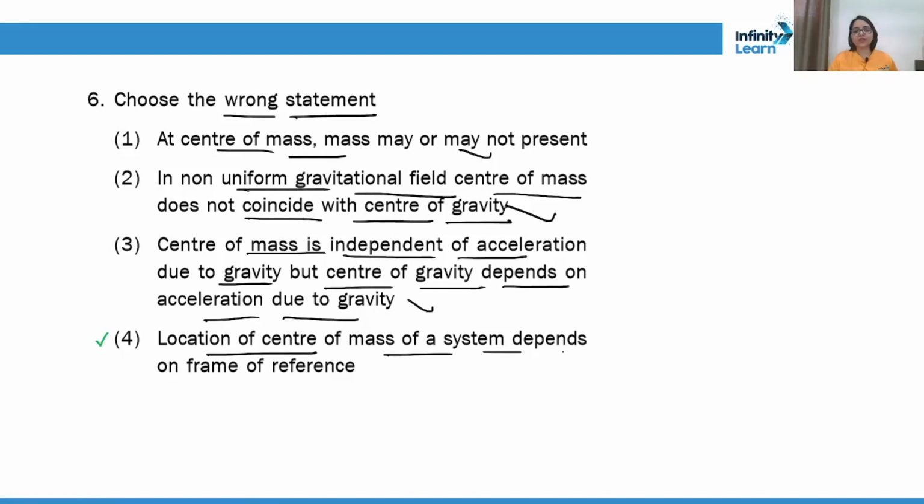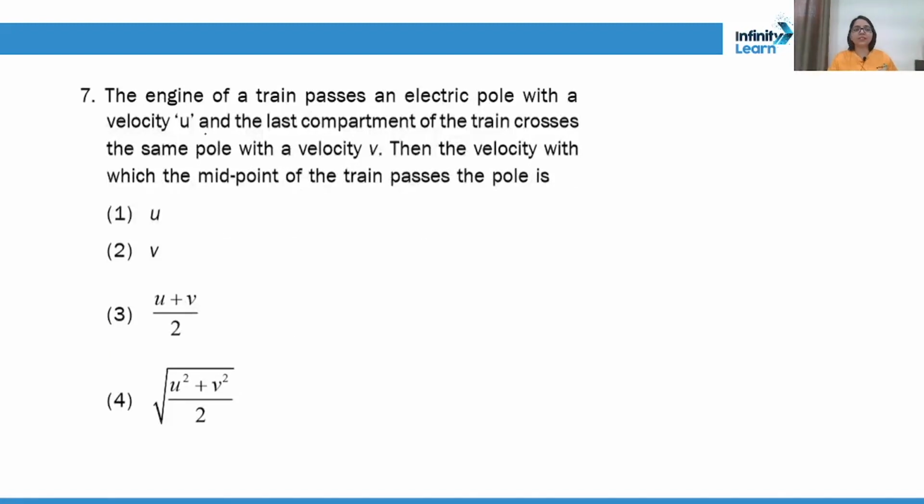Location of center of mass of a system depends on the frame of reference. No, it does not depend on the frame of reference, right? So wrong statement is option 4. Question number 7. The engine of a train passes an electric pole with speed u and the last compartment of the train crosses the same pole with speed v. Then the velocity of the midpoint of the train passes the pole is.